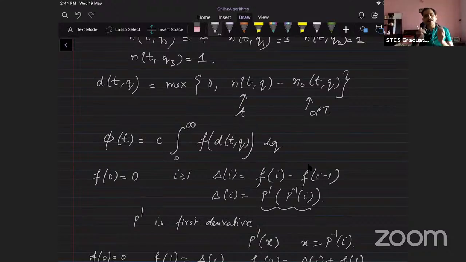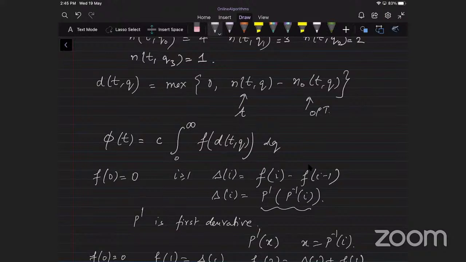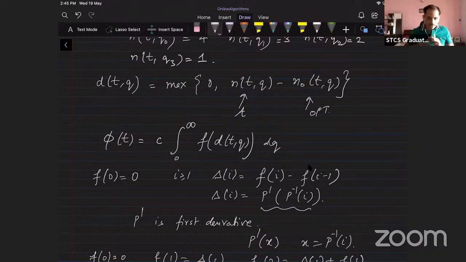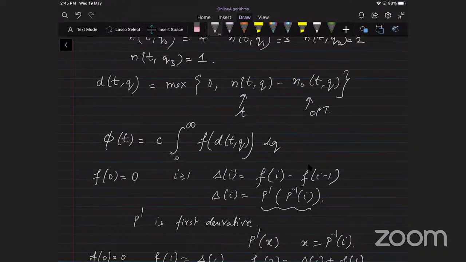Just look at time t and time t plus dt. What changes among all these things? f is a function, so that doesn't change. Which quantities change between time t and t plus dt? d of t comma q can change. And how does that actually change? One because of the algorithm and one because of the OPT.